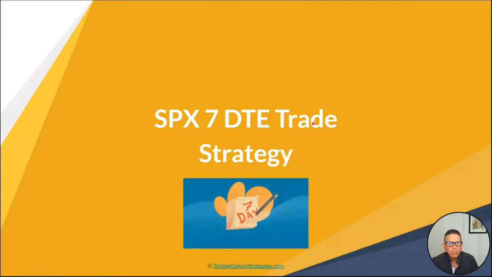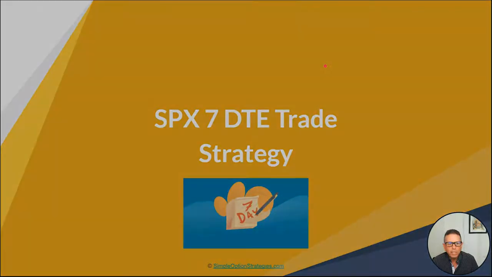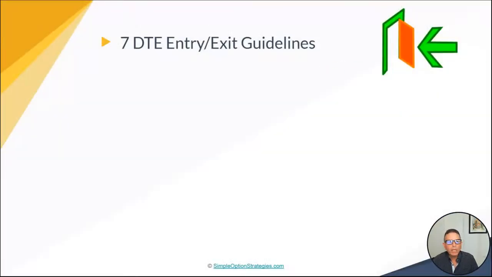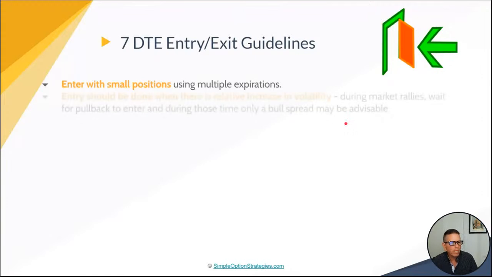All right, so let's talk about the specific strategy for 7DTE here. And let's talk about entry, exit guidelines here. So enter with small positions using multiple expirations. So I mentioned already the rule of thumb that I use, right? And so I'll enter, right now I'm entering 6 to 7 positions on my spreads, and that's what I use based on my capital.